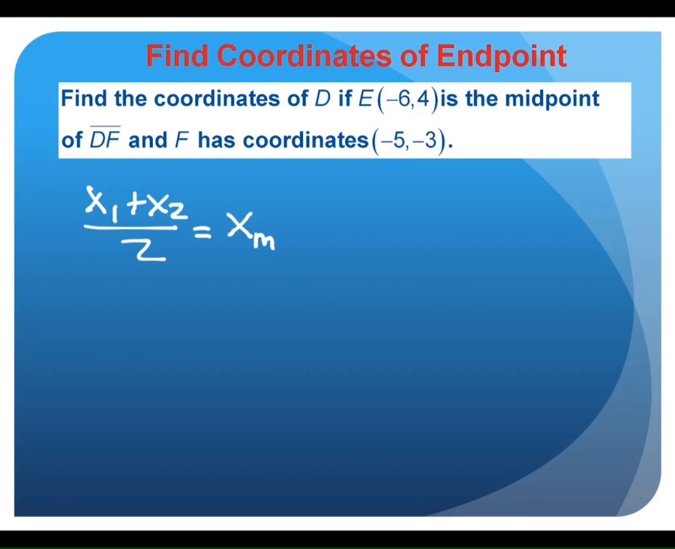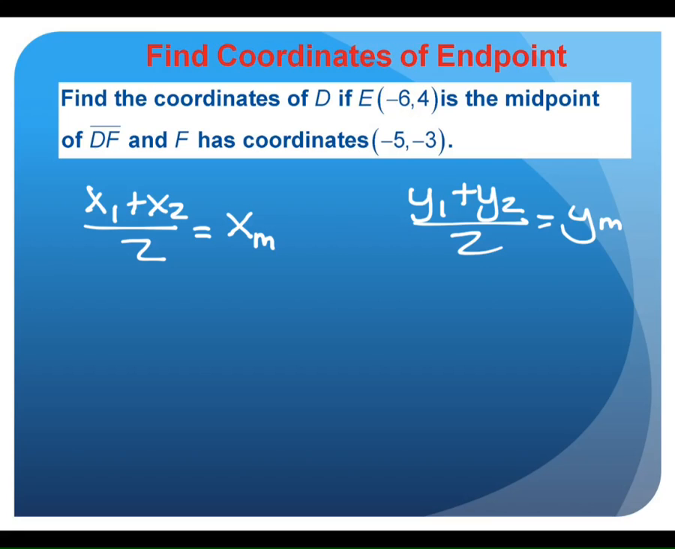We just did that. Well, the same thing with the y's. If I take the y-coordinate of the first one plus the y-coordinate of the second one, divide that by 2, that's equal to the y-coordinate of the midpoint. Okay? And again, the subscripts are just a way for me to determine which y value I'm talking about, which x value.